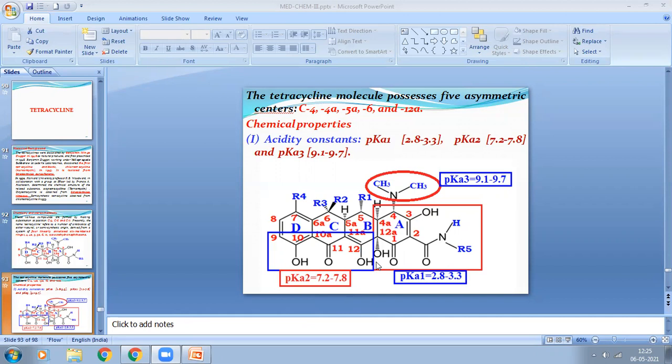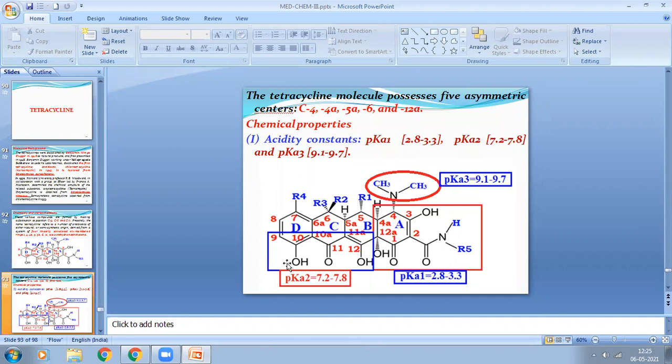So in the middle, what is coming? C10 to C12 means C10, C11, C12. This is the phenolic anion system. That conjugated phenolic anion system between C10 to C12 will give the pKa2 value 7.2 to 7.8. You see, phenolic anion system C10 to C12.